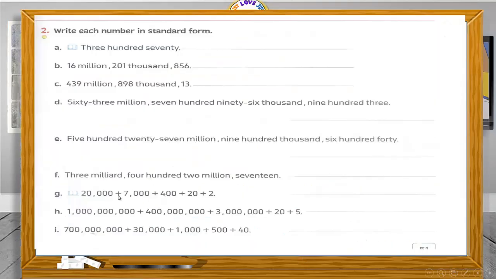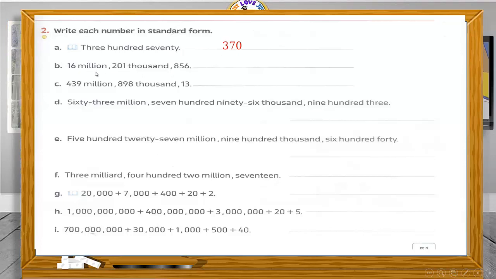Next exercise, number 2. It tells you in number 2, write each number in standard form. It gives you numbers in word form and expanded form, and you should write the numbers in standard form. Focus well on how many periods are in each number. Here we have 370, one period only. So write 370.